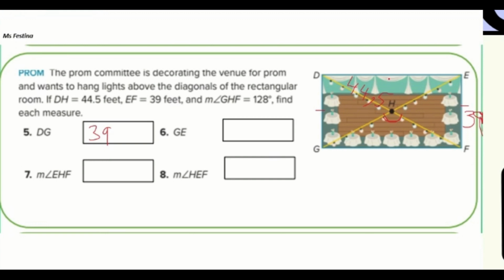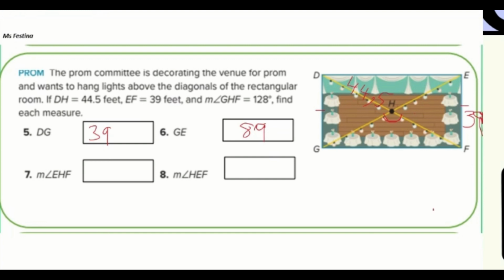If they bisect each other, it means this side HF will also be 44.5. So that means the total DF will be 44.5 times 2, which gives you 89. Therefore, GE is also 89 because diagonals of a rectangle are equal to each other.